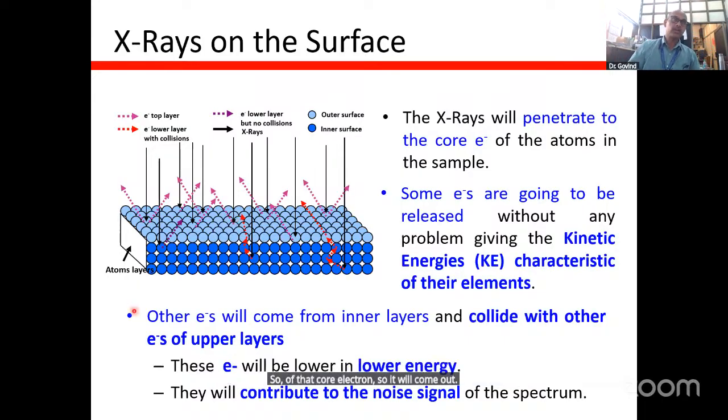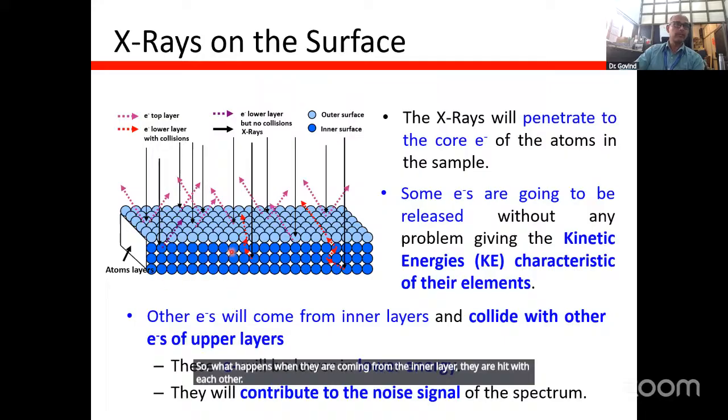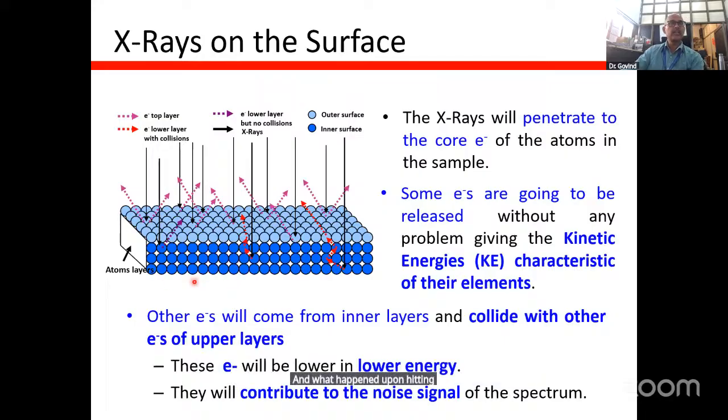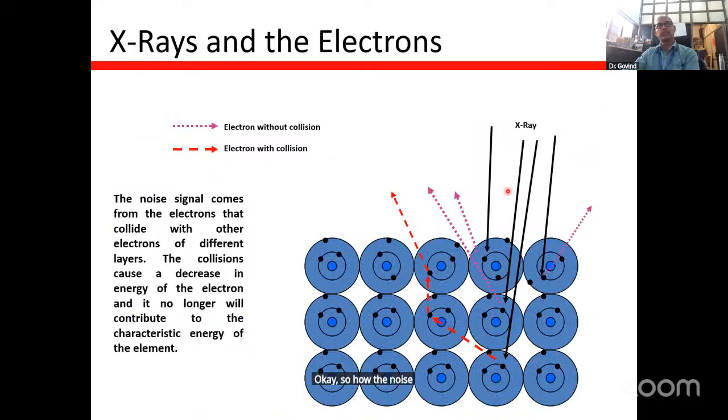But what happens if some of the electrons are coming from the inner layer? What happens when they are coming from the inner layer? They hit each other. And upon hitting each other, their energy goes down, and that contributes to the noise. So how does the noise get contributed? Before that, let's have a zoomed area of that.